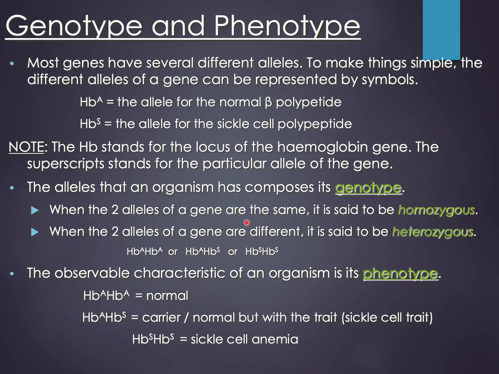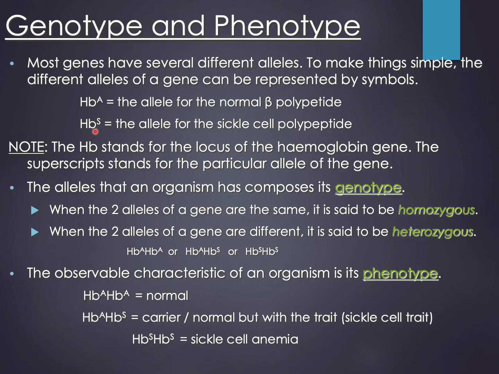Looking at genotypes and phenotypes. Most genes have several different alleles. To make things simple, the different alleles of a gene can be represented by symbols. Looking at the HB raised to the capital A, or HB raised to the capital S, the capital A is indicating an allele for normal beta polypeptide. In other words, somebody without sickle cell anemia.